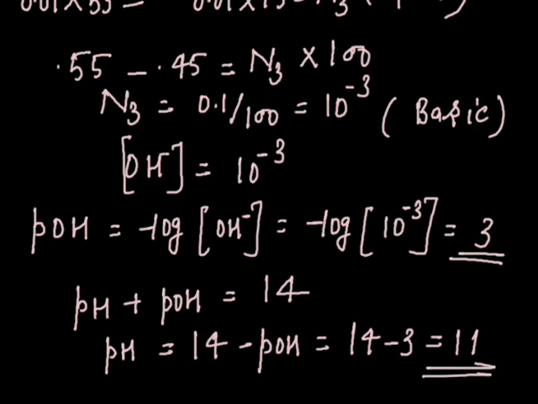As it is more than 7, we'll recheck whether the nature of our solution is true or not. As we found the nature of our solution is basic, we can confirm it by the value of pH, which comes out to be 11.